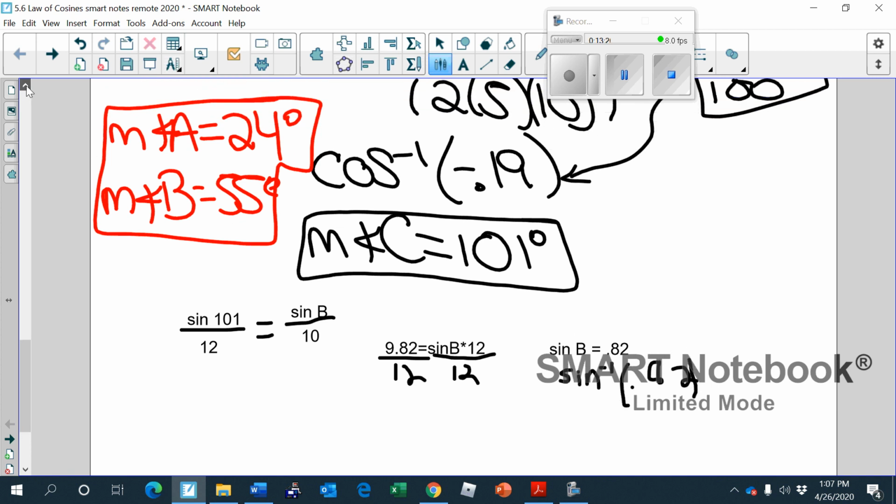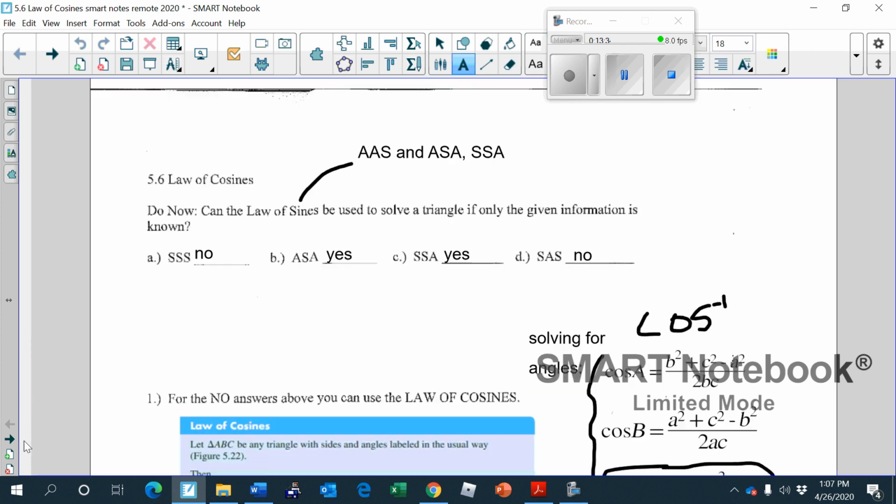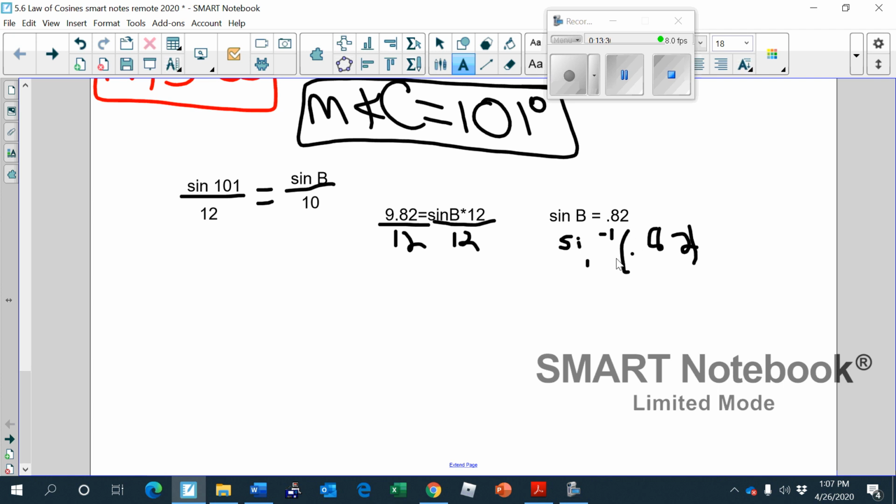Okay, so there we go. You should have gotten angle B is equal to, we're going to say angle B, based on here, over here. Can you see that? So we're going to say angle B is equal to 55 degrees, right? And you can put the degree symbol.